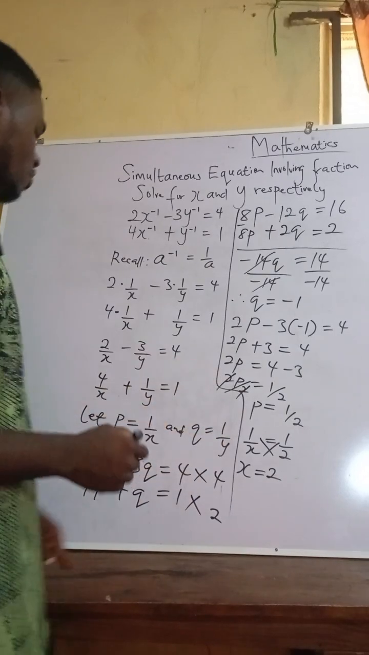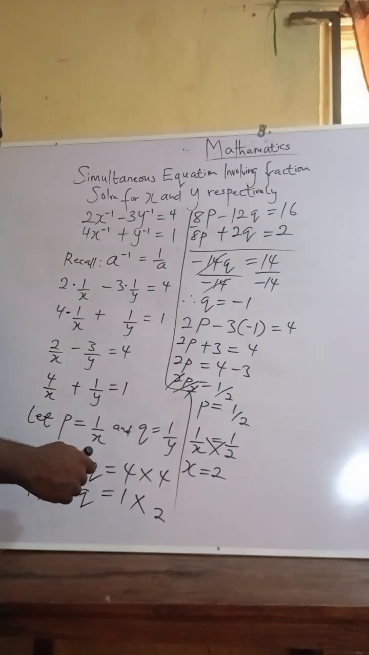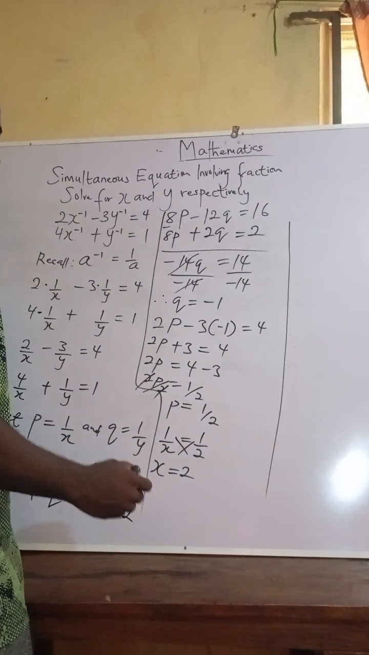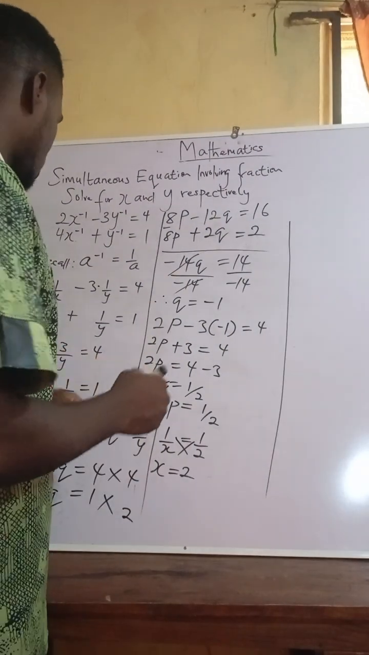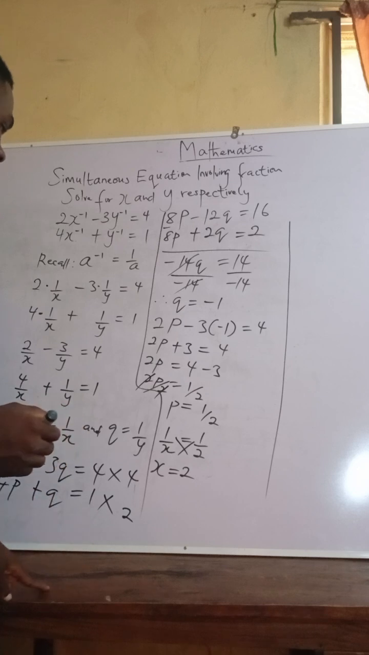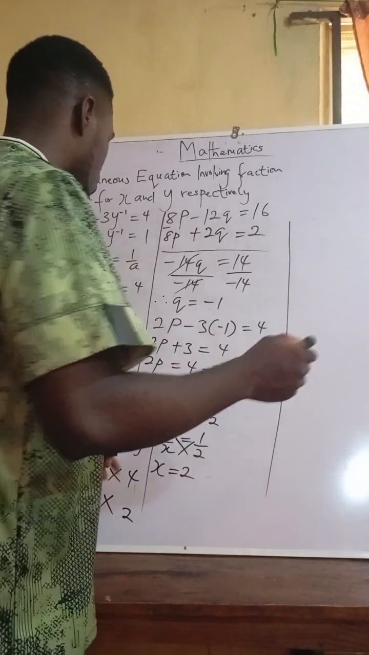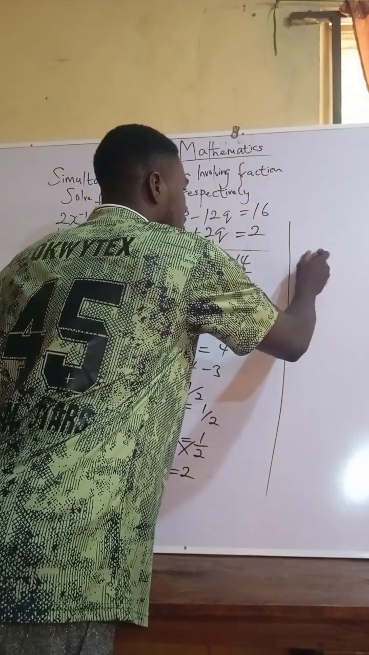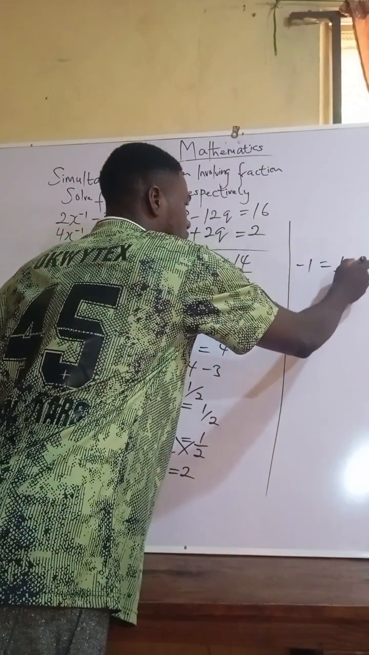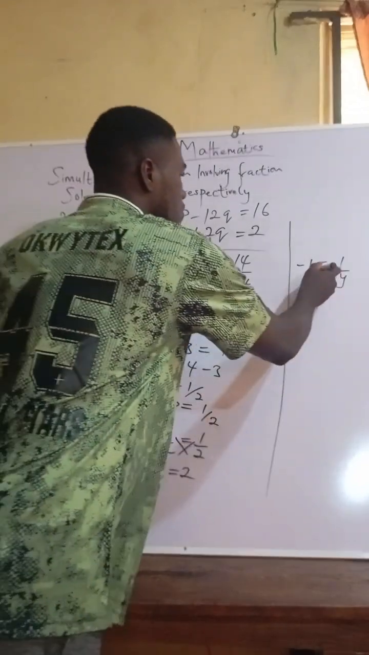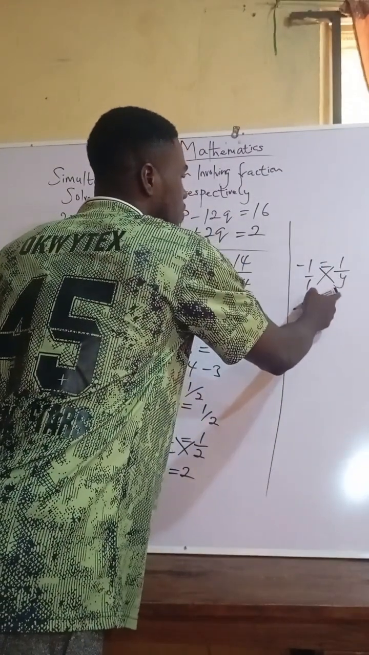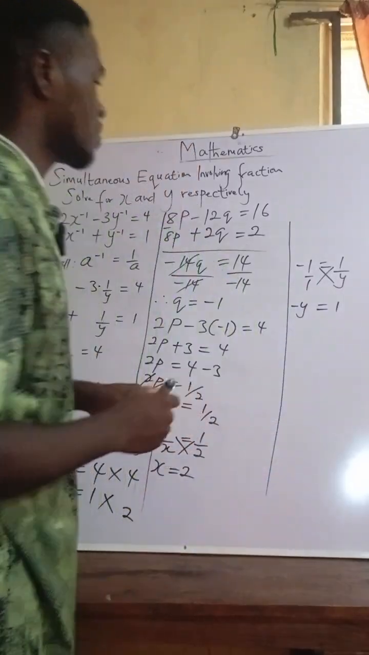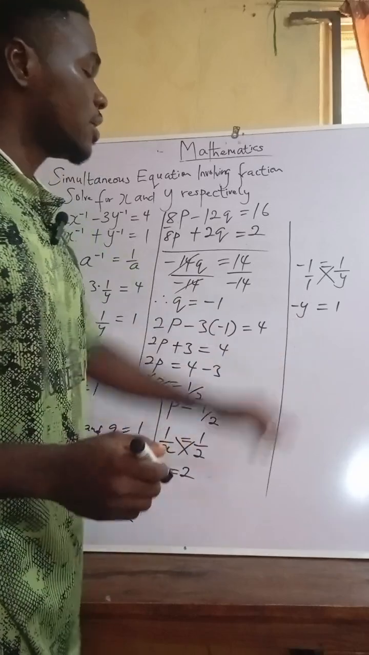Okay, now I go for q. Let me continue from this part of the board. Remember that I have my record here that q is equal to 1 over y. But what I got my q to be here is negative 1. So I have it that negative 1 is equal to 1 over y. You just put over 1 here. When you cross multiply, y times negative 1 will give us negative y, which is equal to 1 times 1 is 1. Now you can see that my y has a negative value.